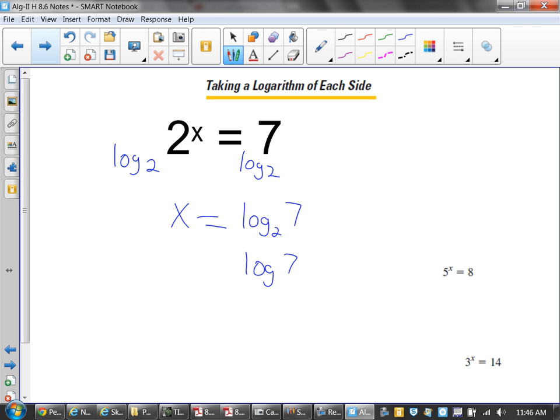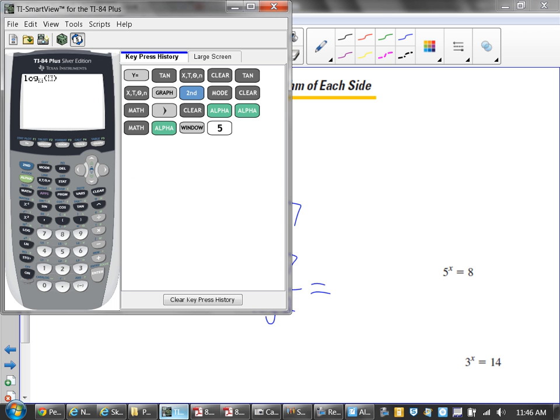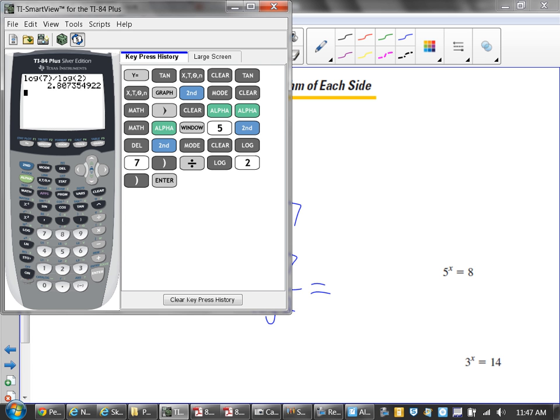Log of 7 divided by log of 2. It's actually 2 different values. In your calculator, type in log of 7. See how it opens up a parenthesis? Just close it and divide it by the log of 2. Close the parenthesis, hit enter. There's your answer. 2.81. That's what x equals.